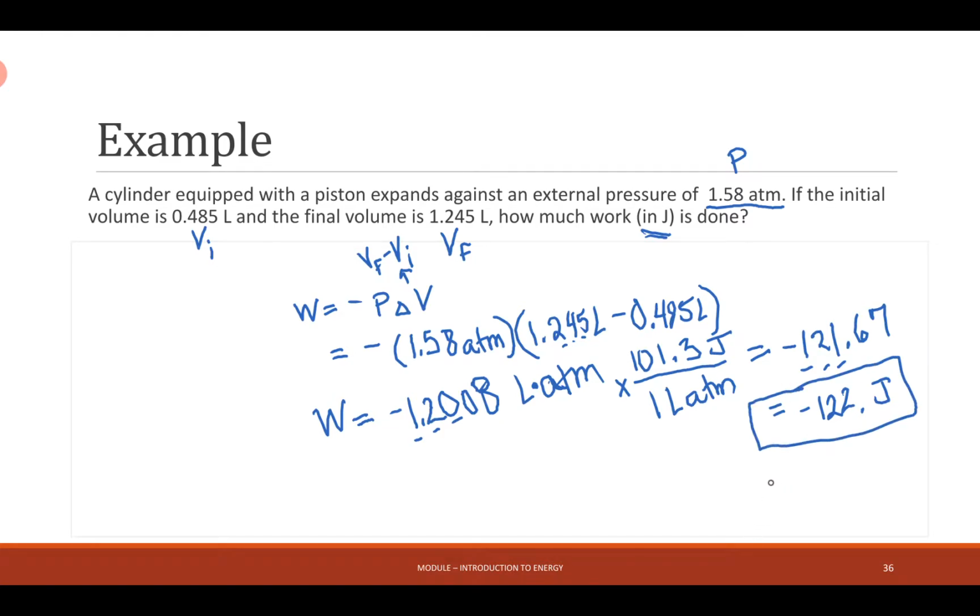It's also good to check your sign and make sure that your sign makes sense for this question. Since the gas is expanding, your system is doing work. That means that energy is leaving your system, and so your system should be a negative value. So work needs to be negative, and the value we calculated is negative.